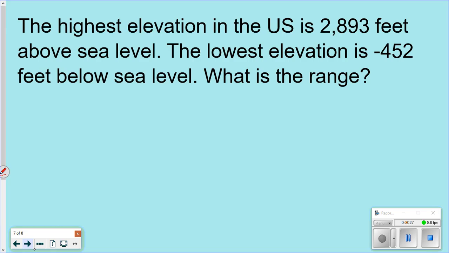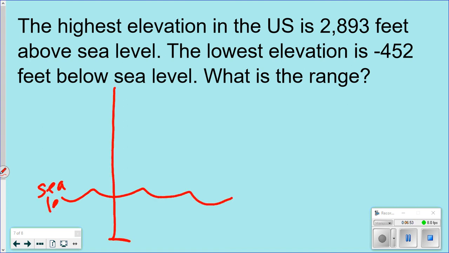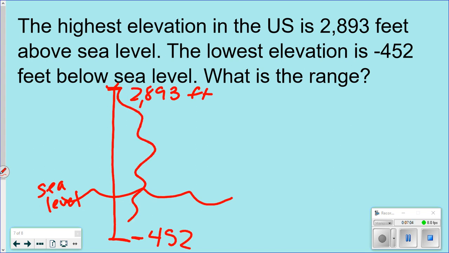Here's an example of a story problem. The highest elevation in the U.S. is 2,893 feet above sea level, and the lowest elevation is 452 feet below sea level. What is the range? AKA, what's the difference? They want to know how many feet are from 2,893 feet above and 452 below. If you want to, I kind of like drawing a picture for these. So this is how I would draw it. This would be my sea level, and then this would be 2,893 feet. Down here, 452 feet. So they want to know how many feet are in between all of this.